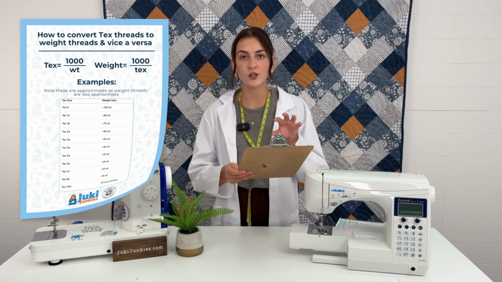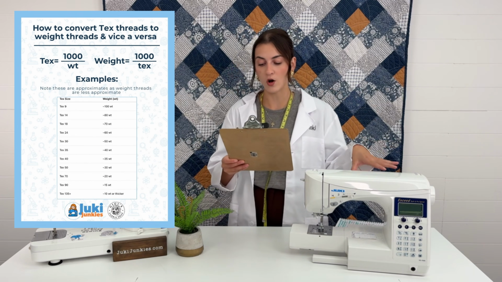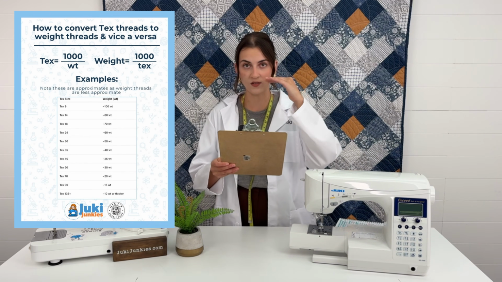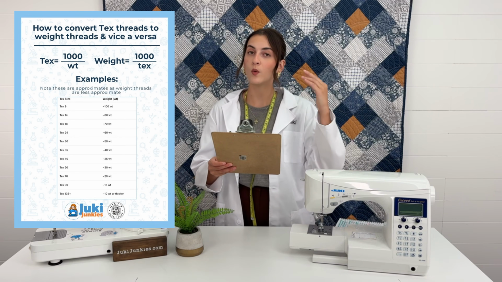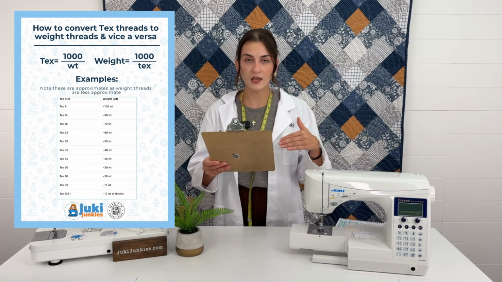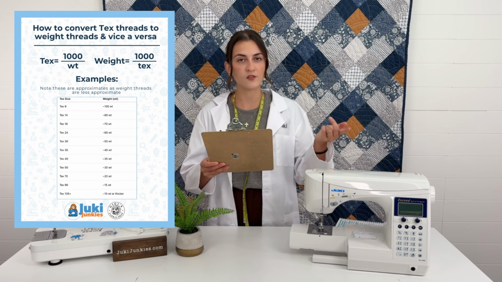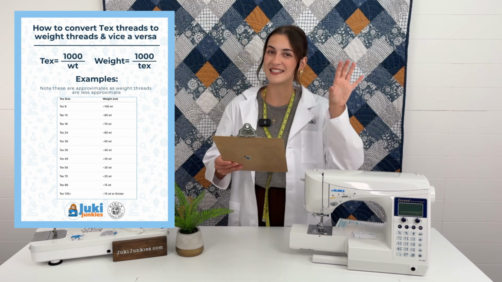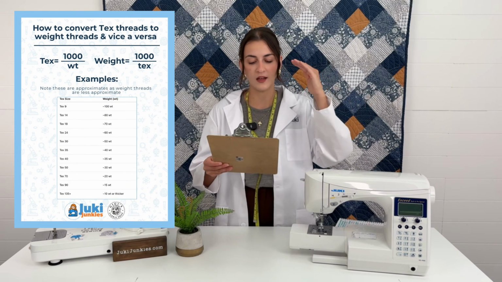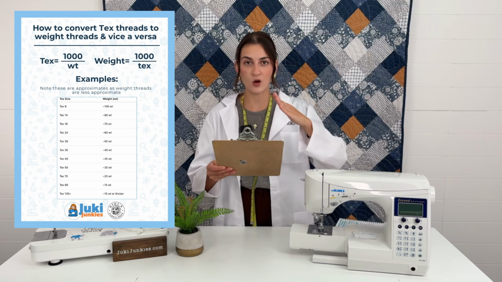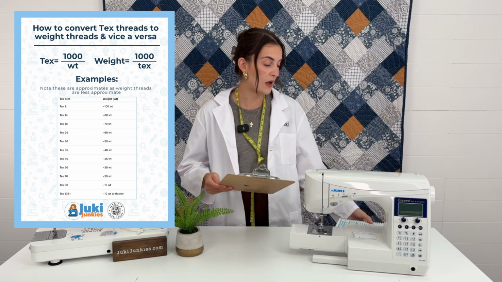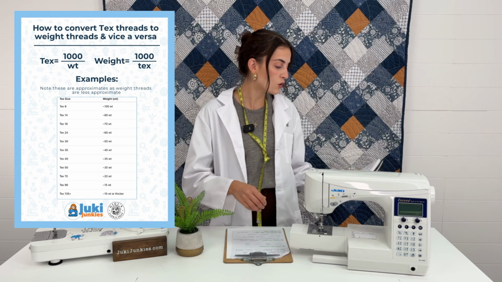So if you're trying to convert your Tex into a weight thread, all you have to do is take 1,000 divided by that Tex number will equal your weight. Same thing for the other way around. If you're trying to convert your weight thread to a Tex thread, the same formula. 1,000 divided by the weight equals the Tex.